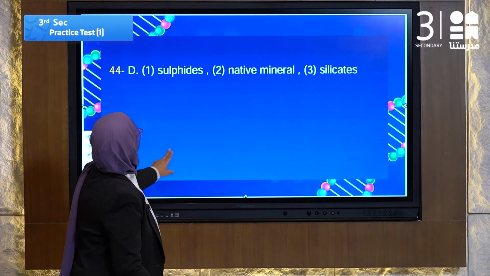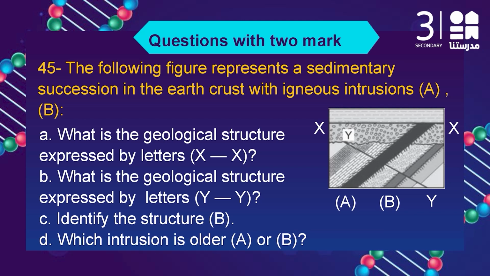Let's go to question number 45. 45, it is a figure. Represent layers inside the earth. Let's go. Question with 2 marks. The following figure represents sedimentary succession. Sedimentary, it's type of rocks. There are many types of rocks.